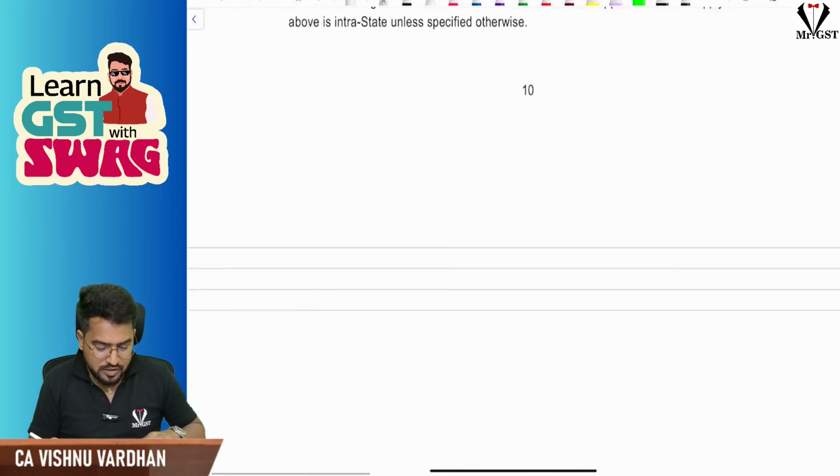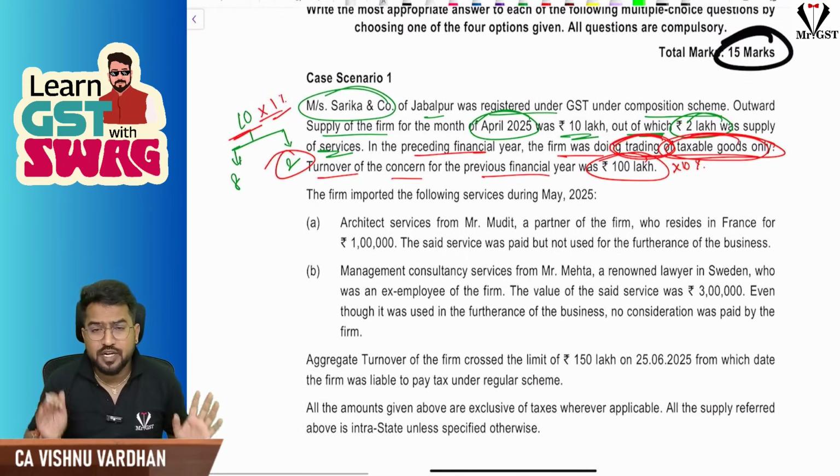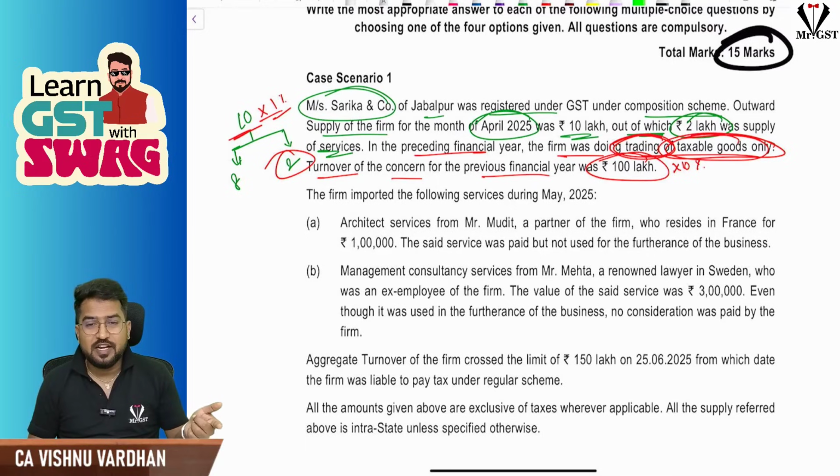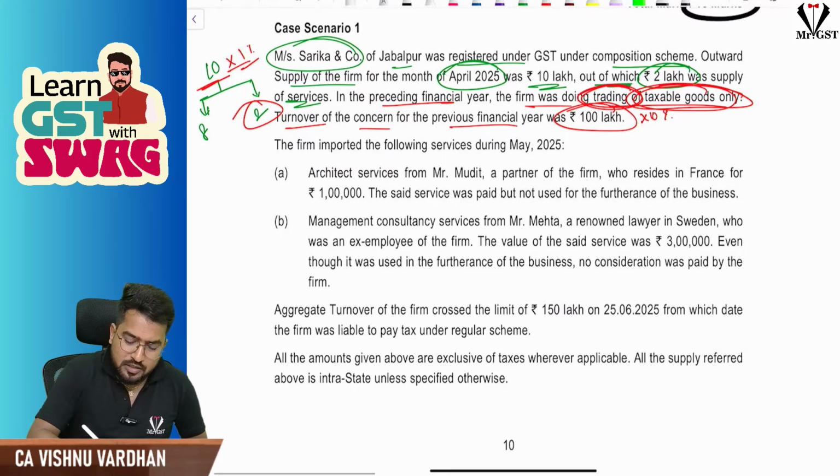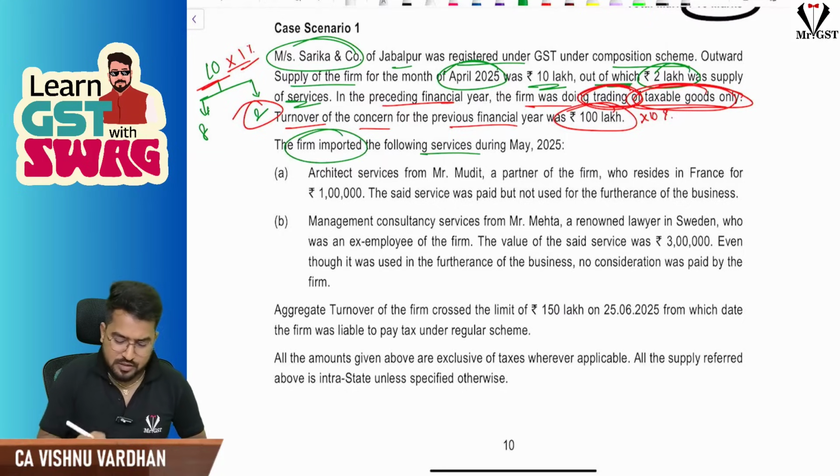Next. That is why, if you first read the MCQs, automatically while reading the case study you will understand what information is needed for us to solve the question. Next, the firm imported the following services.